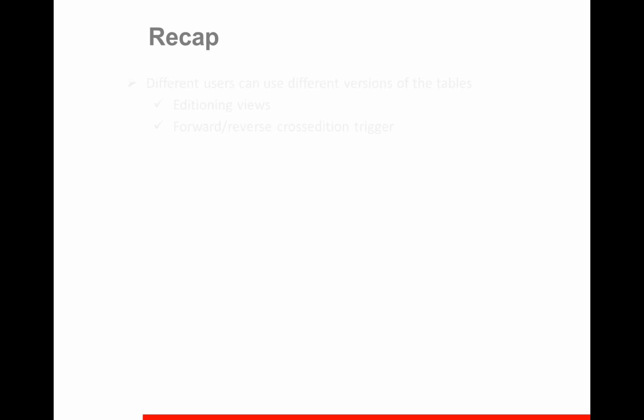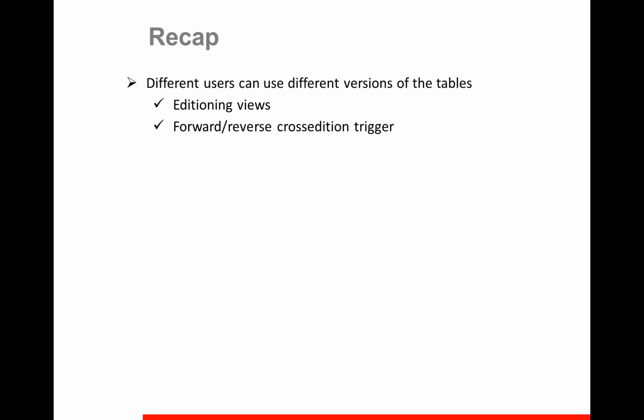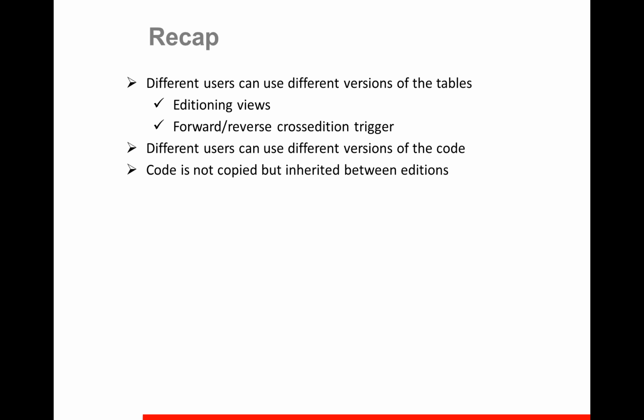A bit of a recap. Different users can use different versions of the tables using the additional views, and you need to have the forward and reverse cross-edition triggers in place to make sure the data is consistent for everybody. Different users can also use different versions of the code, not only the tables but also the code. Code is not copied but inherited between editions, as long as you don't touch it.